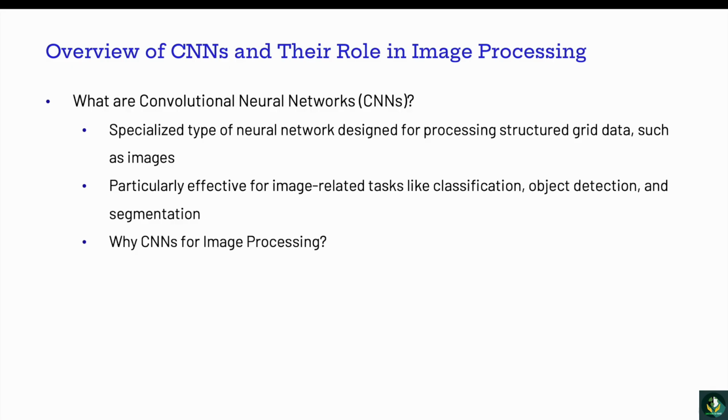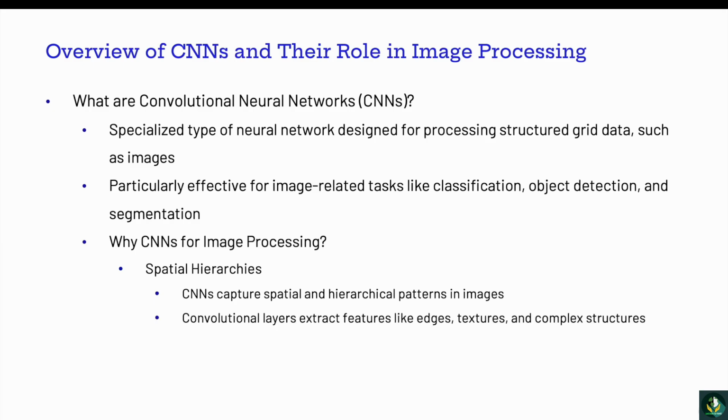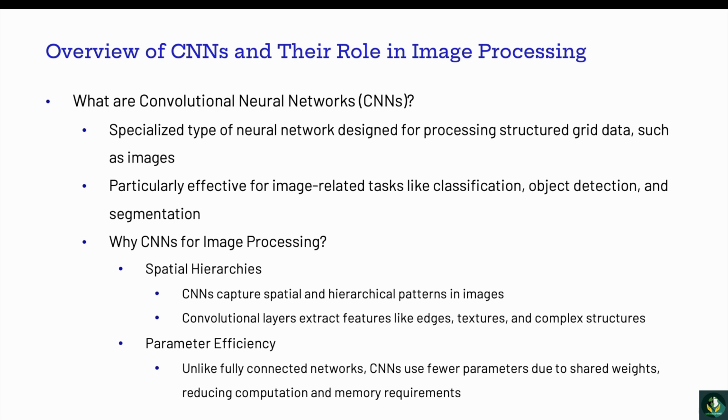Why CNNs for image processing? Spatial hierarchies. CNNs capture spatial and hierarchical patterns in images. Convolutional layers extract features like edges, textures, and complex structures. Also, parameter efficiency. Unlike fully connected networks, CNNs use fewer parameters due to shared weights, reducing computation and memory requirements.